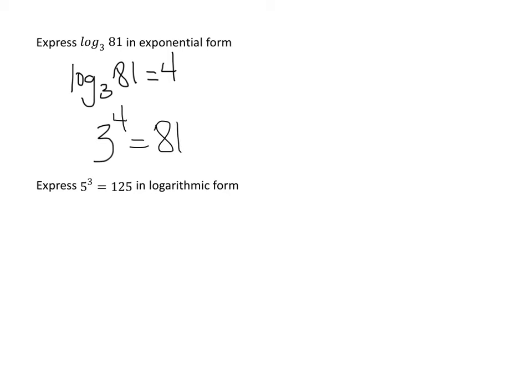Let's look at the next one. 5 to the power of 3 equals 125. So we're going to go backwards. So we're going to take the log. The big number becomes the little number here. So log base 5. These other two switch places. So of 125 equals 3.